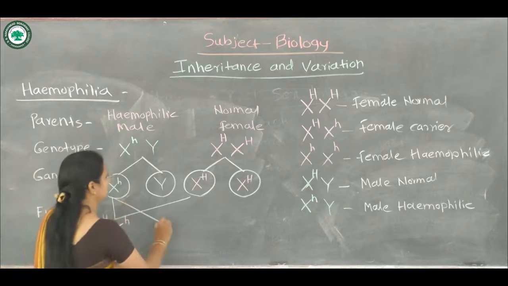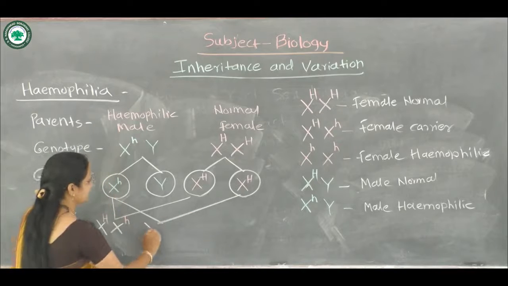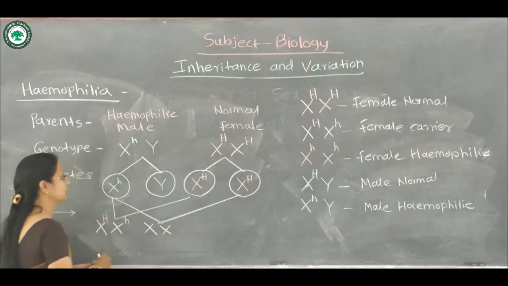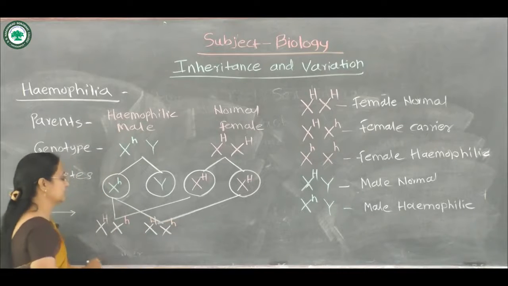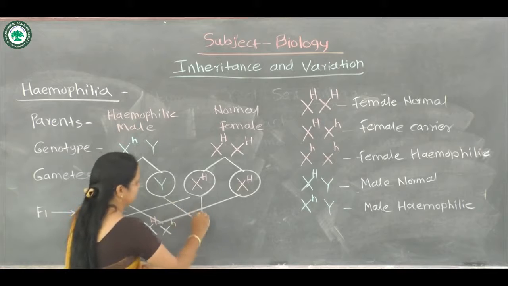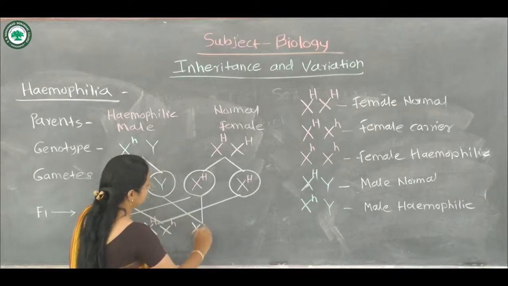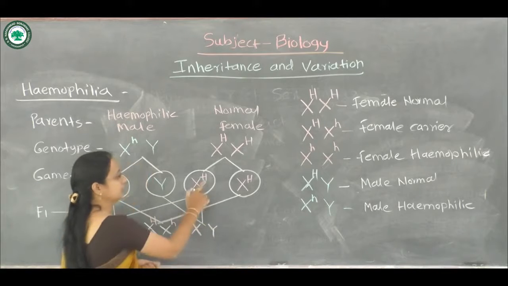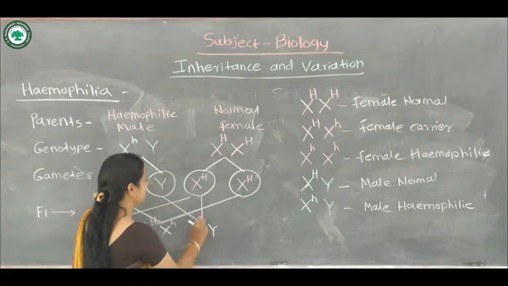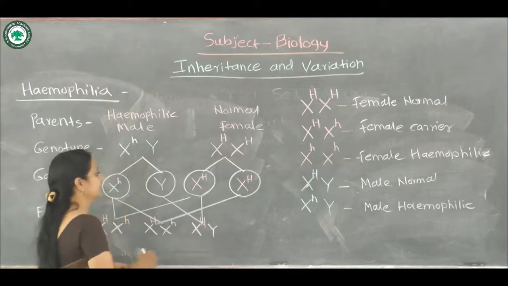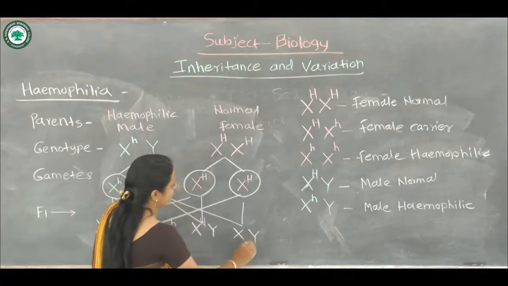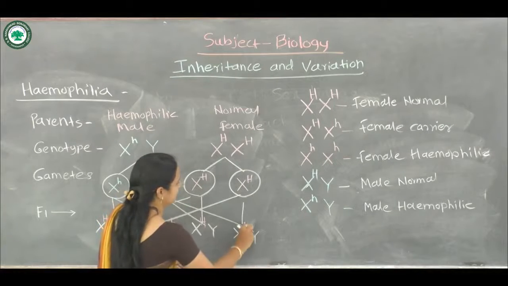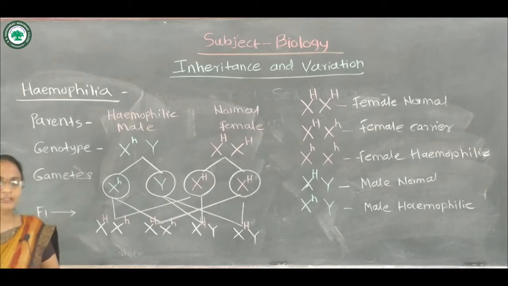Again, in the next cross, you will find this female is there, one gene is the dominant and the second gene is the recessive. In the next progeny, X and Y, but that X shows the dominant gene is there. Again X and Y, but this X is having the dominant gene.